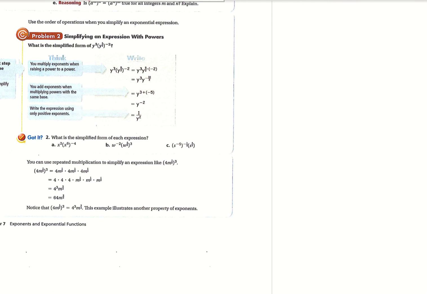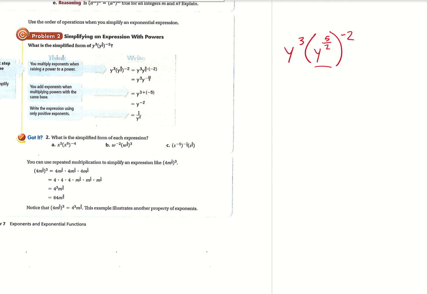Problem 2 is pretty interesting. We have y to the 3rd, and then times, in parentheses, y to the 5/2, to the power of -2. This one is asking you to use order of operations. Now this is where it can get a little bit confusing, but we just want to follow the same order of operations that we would do anyway. So our first step is parentheses.